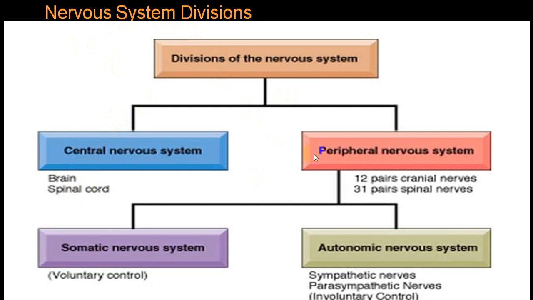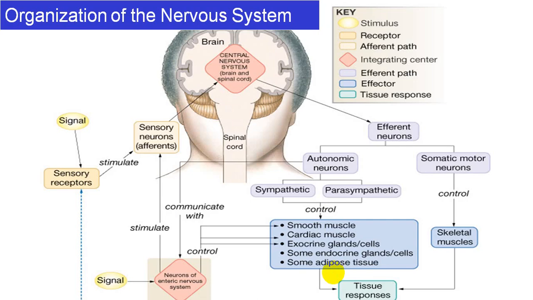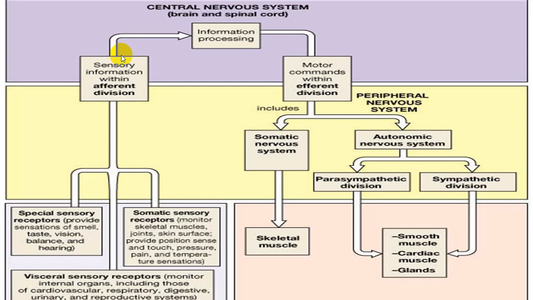brain and spinal cord, peripheral nervous system consisting of 12 pairs of cranial nerves and 31 pairs of spinal nerves, and that peripheral nervous system you can divide into somatic and autonomic. Somatic means cranial nerves and spinal nerves, while autonomic nervous system is sympathetic and parasympathetic. I will skip all these slides. This already we have discussed in the past. This is again the same. At your leisure time you can go through.